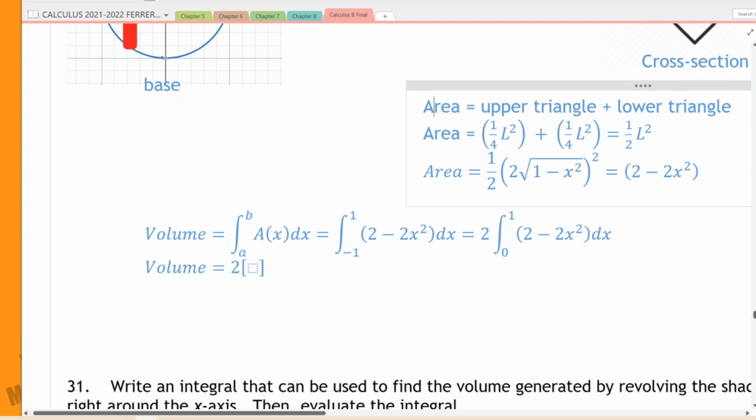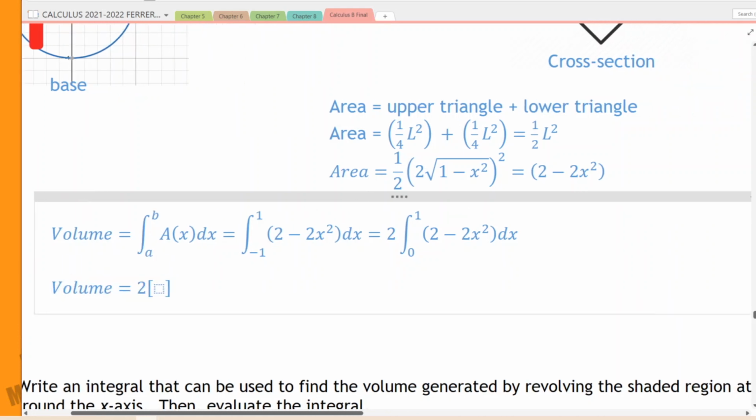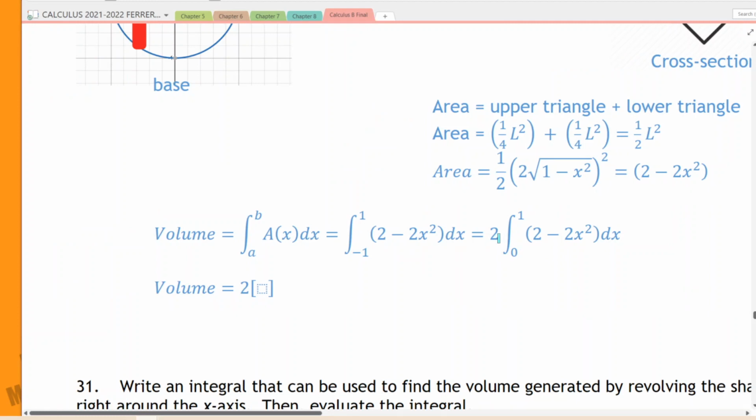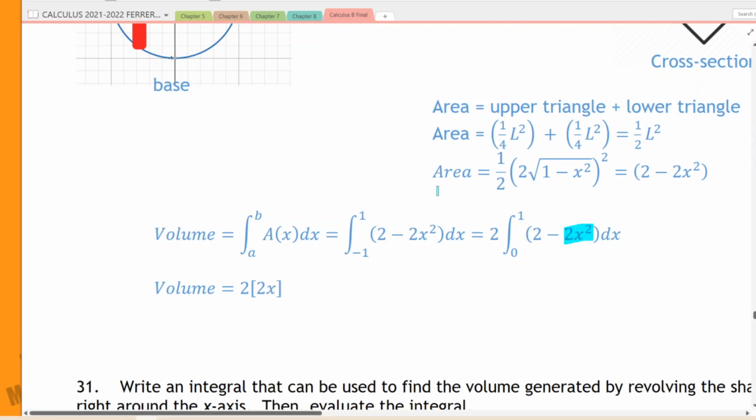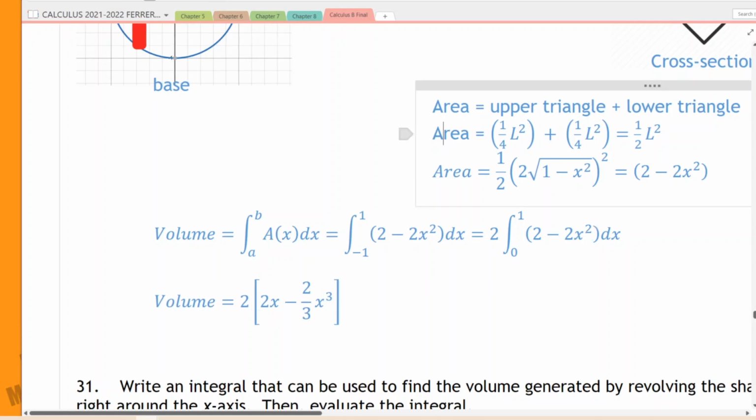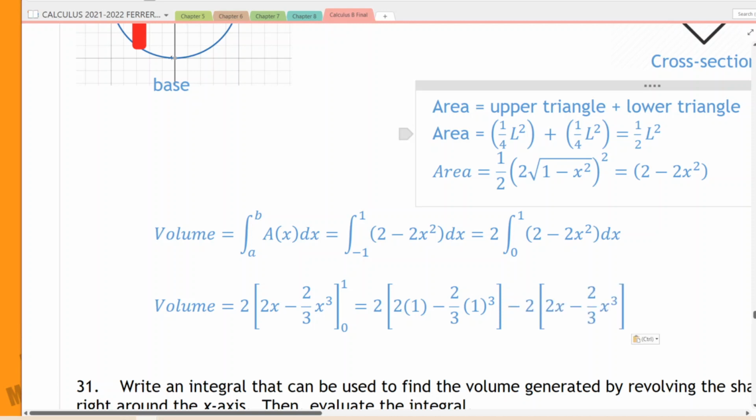The 2 is going to stick with us. I should point out that this 2 here is this 2 right here. They are the same thing. The next thing is the antiderivative of this 2, which is 2x, followed by the antiderivative of 2x squared, which is 2/3 x cubed. And we're going to be going from 0 to 1. Okay, so this is equal to the antiderivative evaluated at 1 minus the antiderivative evaluated at 0.